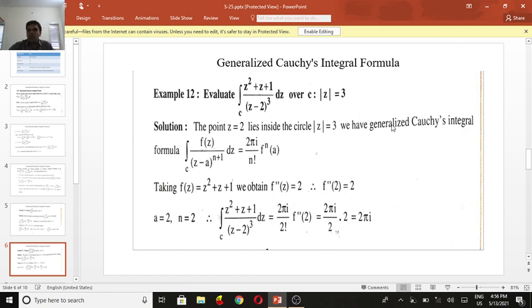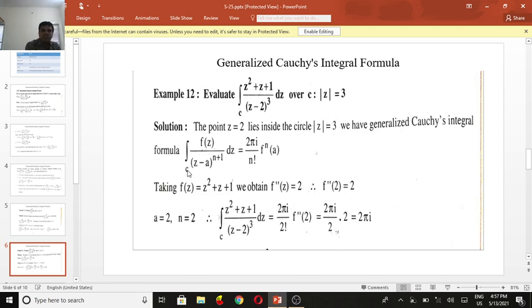We generalize the Cauchy integral formula. The integral of f(z) divided by (z minus a) to the power n plus 1 dz is equal to 2 pi i by n factorial times the nth derivative at a. So, 2 pi i over n factorial times the nth derivative at a. Taking the given function, take f(z) equal to z squared plus z plus 1.